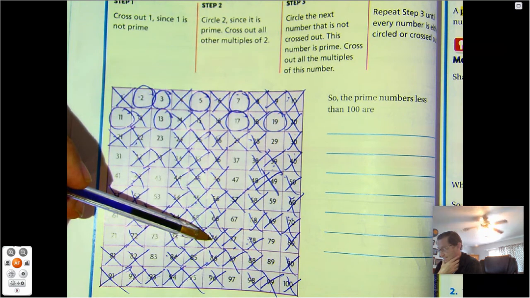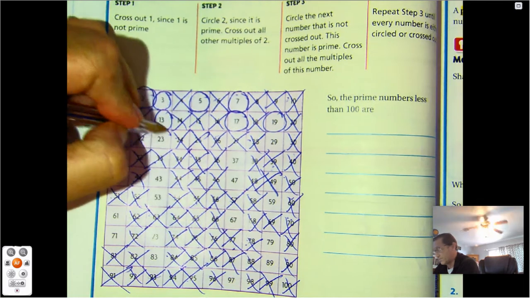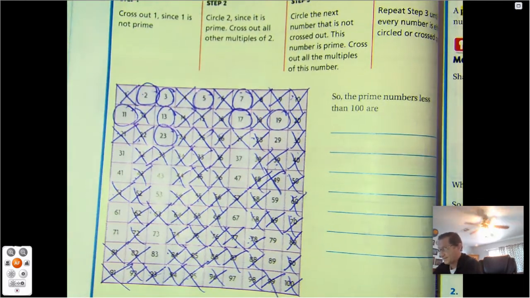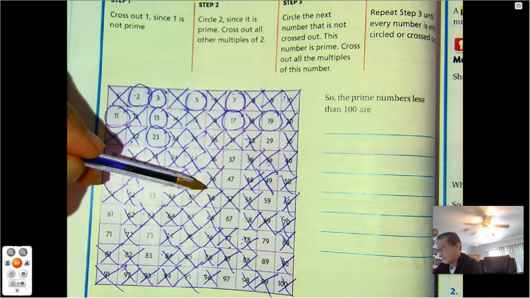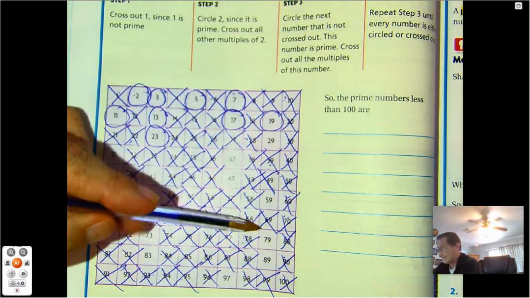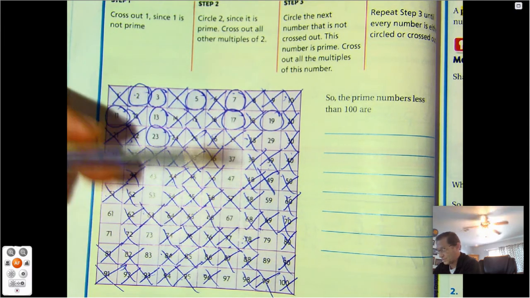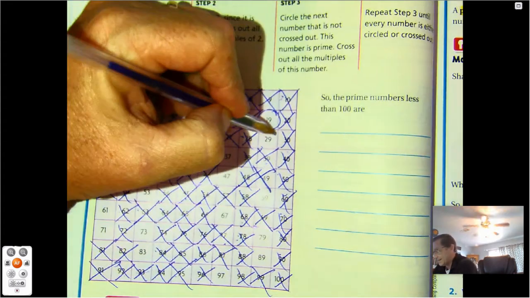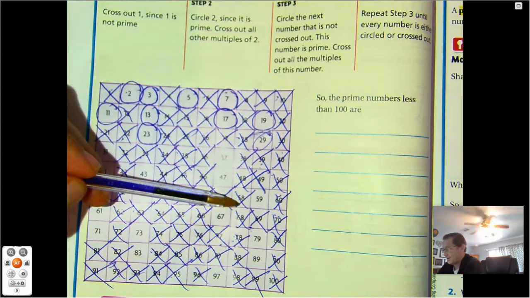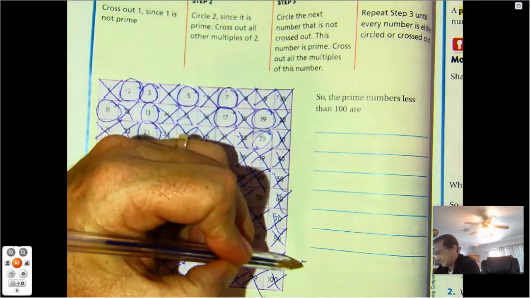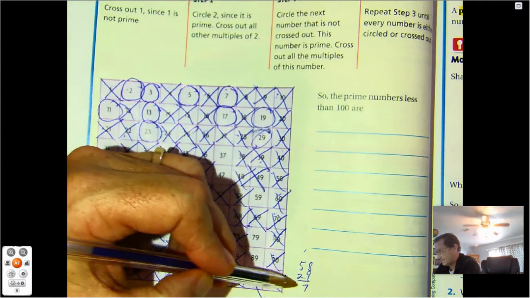Okay. Now we move to 23. 23 plus 23 is 46. 46 plus 23 is 69. 69 plus 23 is 92. Okay. 29. 29 plus 29 is 58. 58 plus 29 is 87. 87 is crossed out. So, all right.